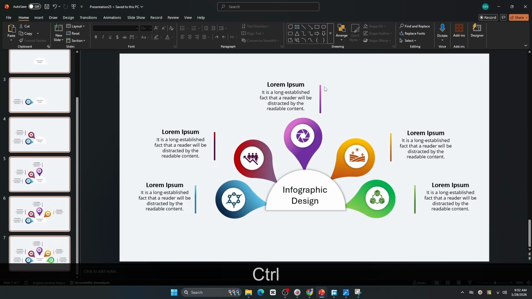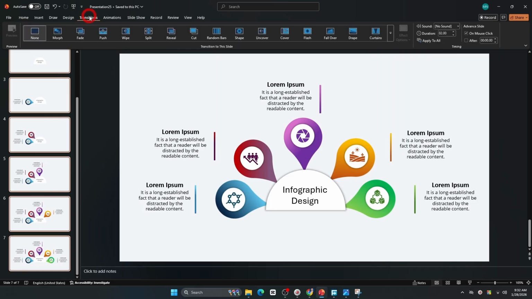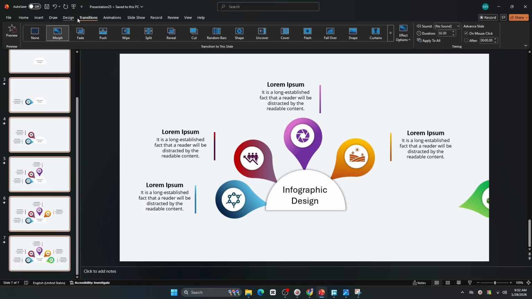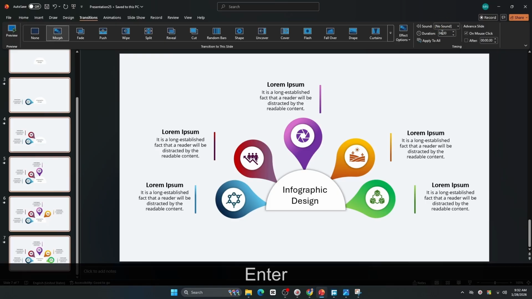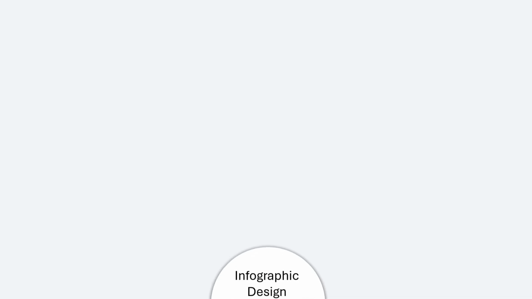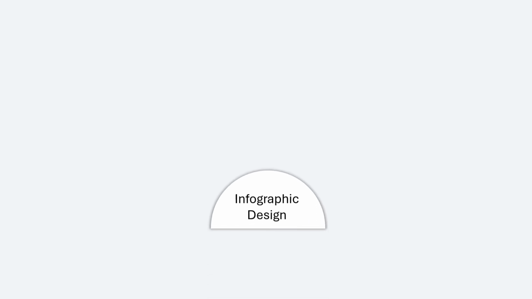Finally, select all slides, apply the morph transition, and set the transition duration to 4 seconds. This completes the final layout and overall visual presentation of the design.